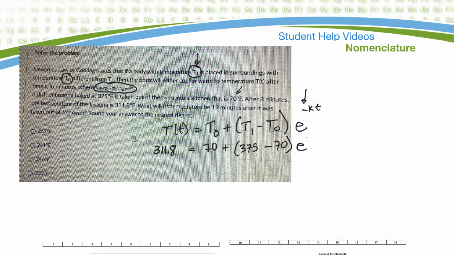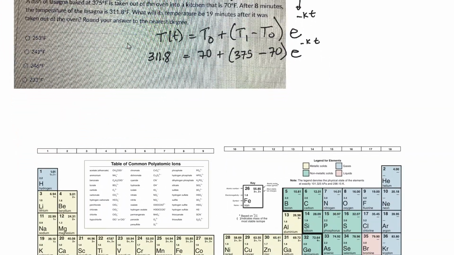So e to the negative k times t. So there I've got a formula where I know everything except for k. So I can solve this for k. And here's how you do it.